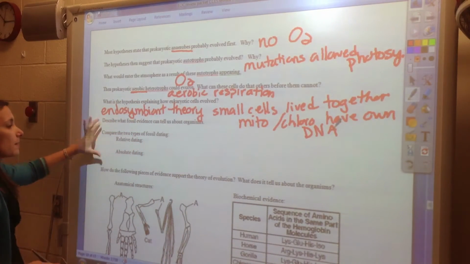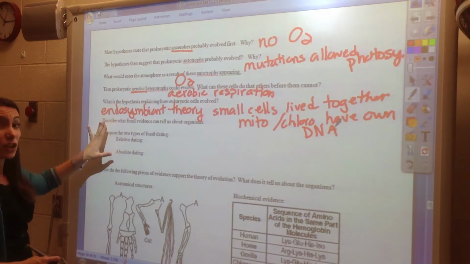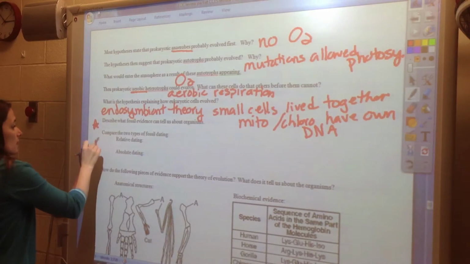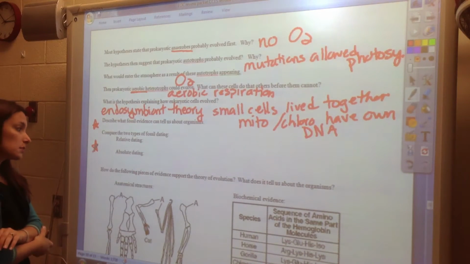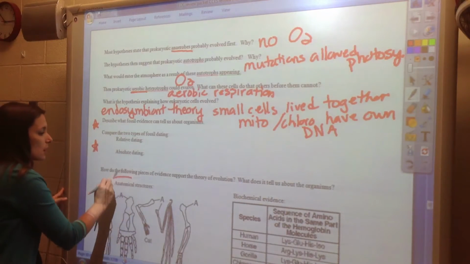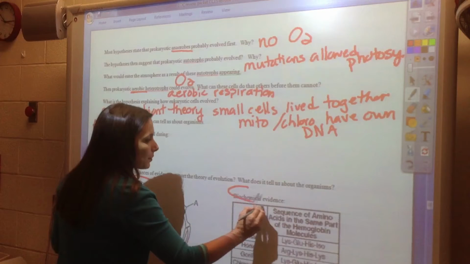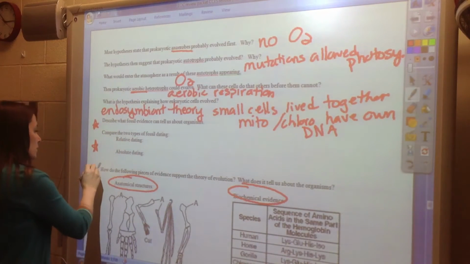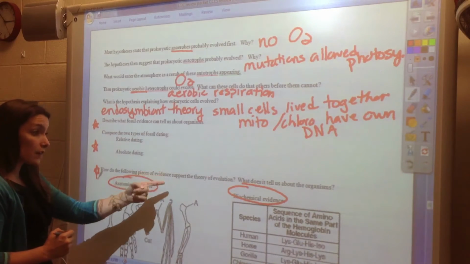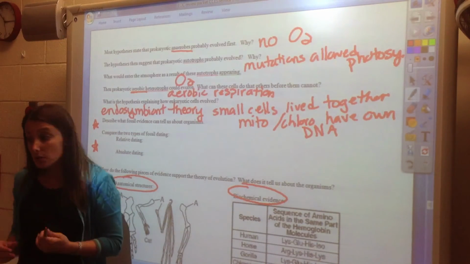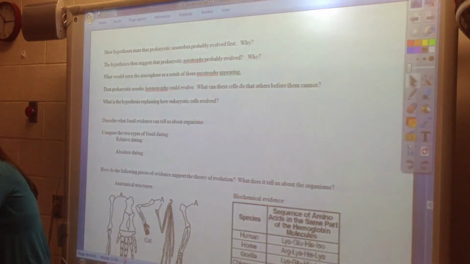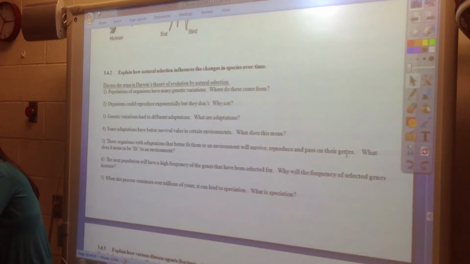Next, we talk a little bit about fossil evidence, and this I'm going to leave for you to fill in. So please make sure that you go back and you fill in these using your notes. How do the following pieces of evidence support the theory? If you'll circle anatomical and biochemical, and if you will, put a star by this and explain how do anatomical structures support evolution and how do biochemical evidence support evolution. Remember, it's purposeful, but I'm asking you to now go back to your notes.